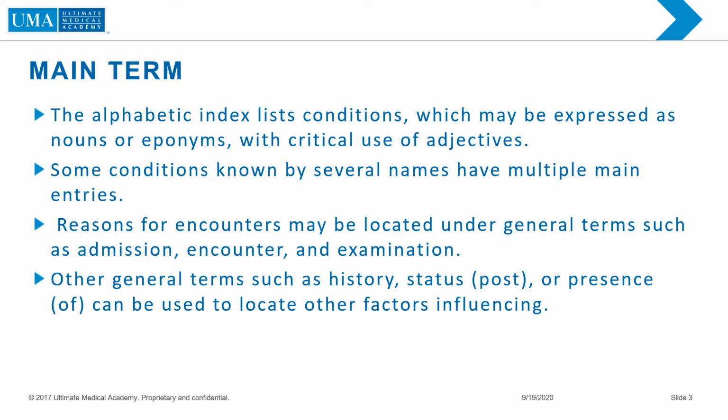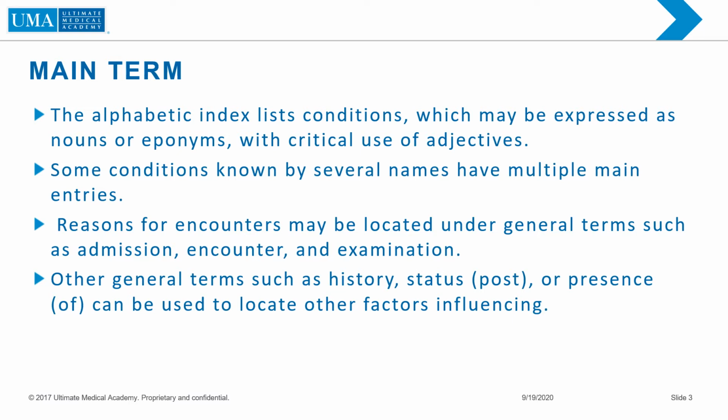So any time that there is an individual name associated, then that is an eponym, because that is the researcher or doctor that first discovered that disease or illness. You'll also notice that some of the conditions in the alphabetic index have multiple main entries. So you could find it basically under one of 2 or 3 places or more.